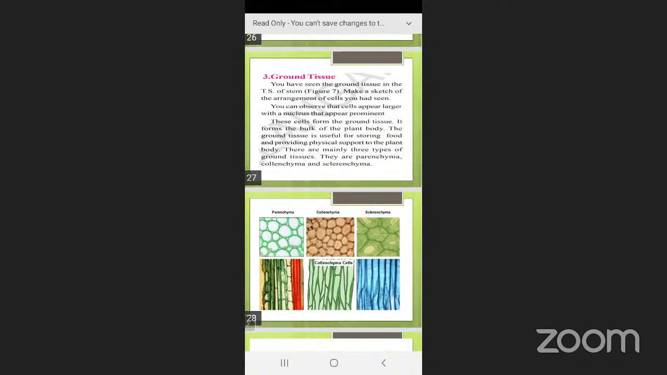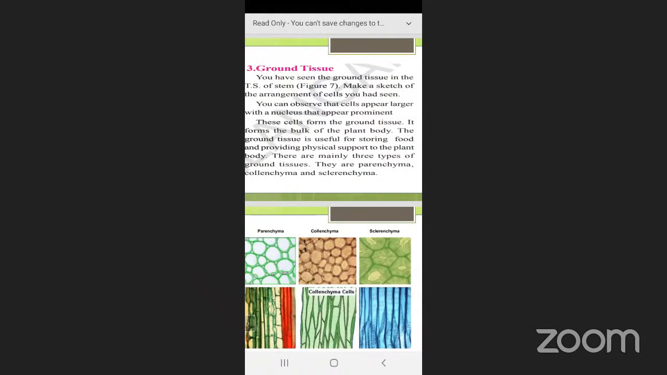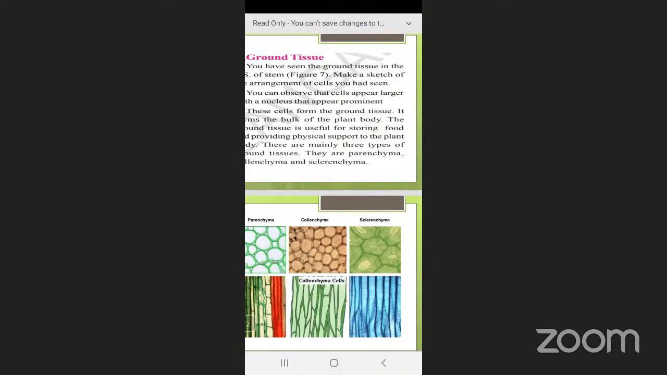Now let us discuss ground tissue. As you know, the ground tissue is the tissue that forms the bulk of the plant body, and it is useful to store food and provide physical support to the plant.